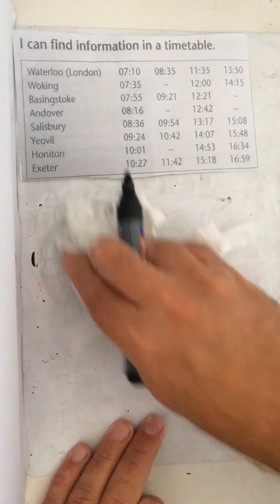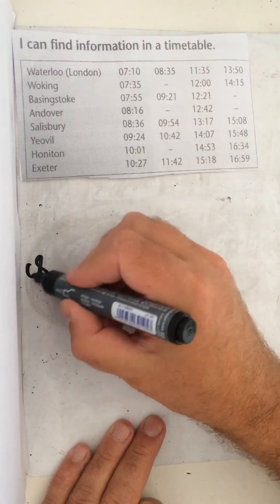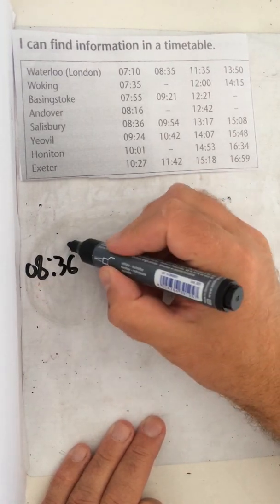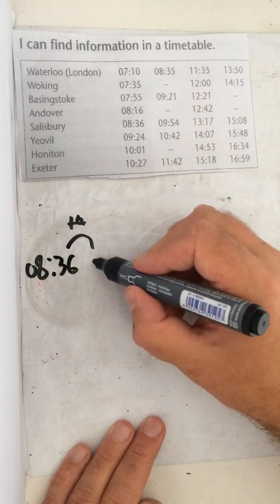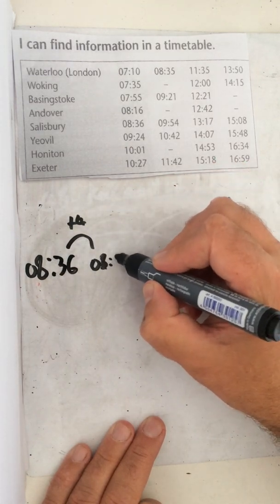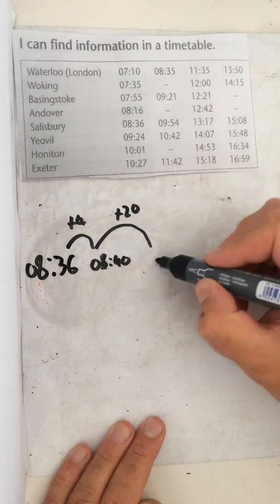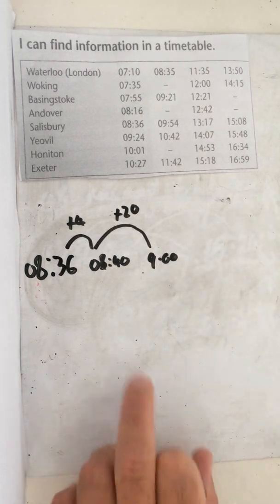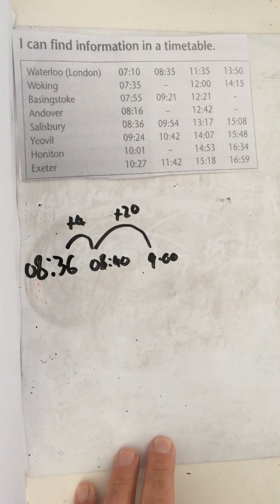Now, sometimes if those jumps are a little bit too big, you can do smaller ones. So I go from 08:36. I'm just going to jump to the next 10. So I'm going to add 4 minutes, and that gives me 08:40. Now I'm going to add another 20 to get to 9 o'clock. So you can see if you do smaller jumps, you can make it easy for yourself. So it's however you want to do these, really.